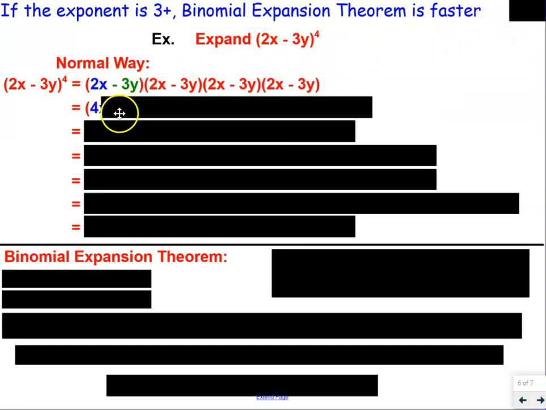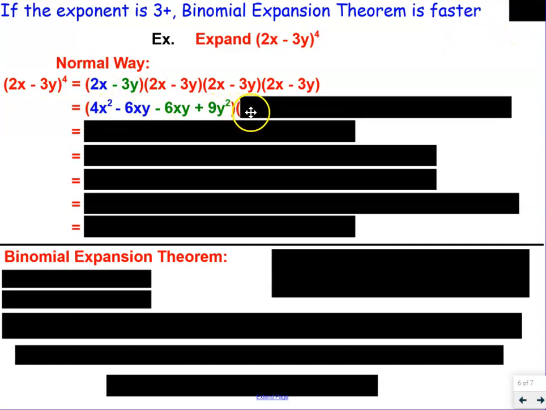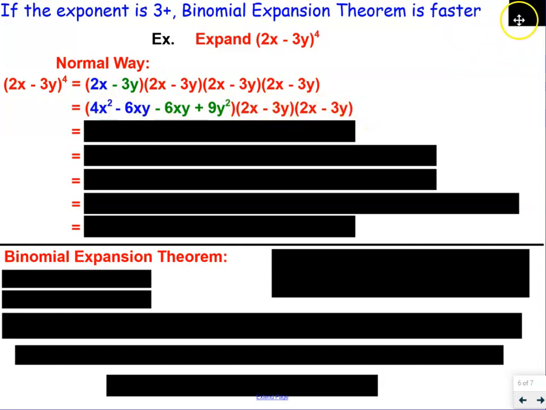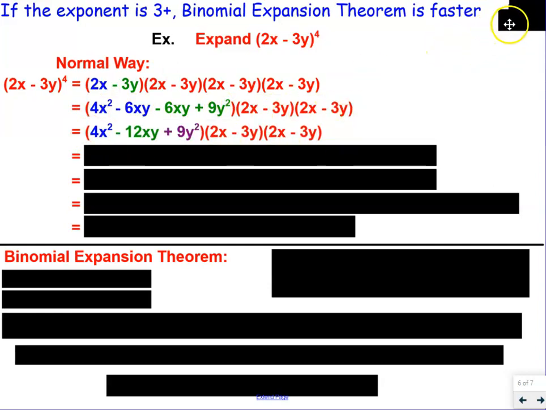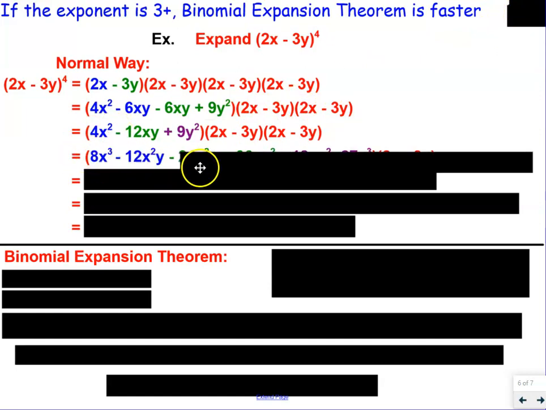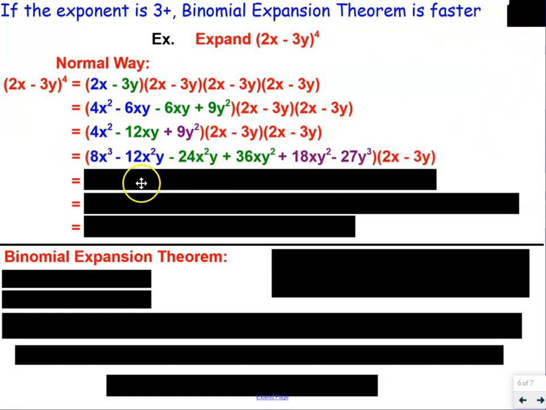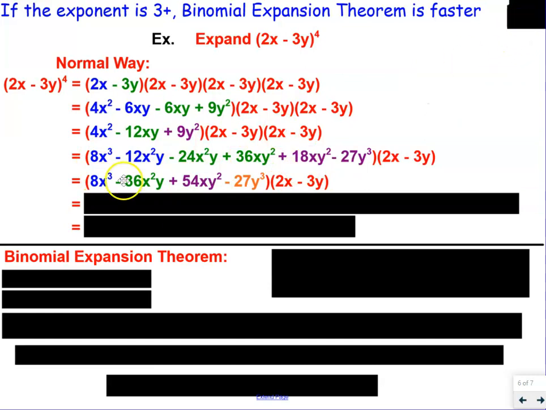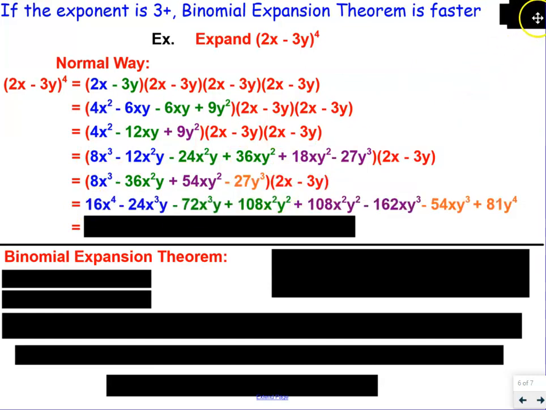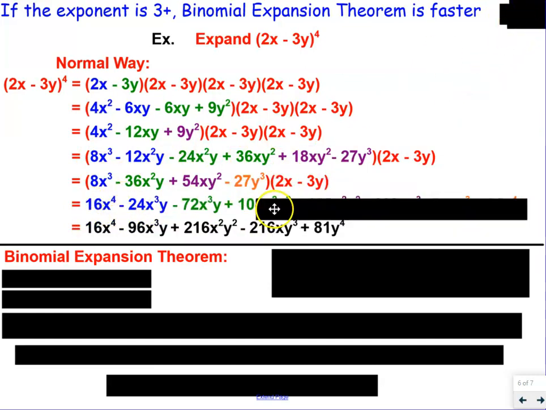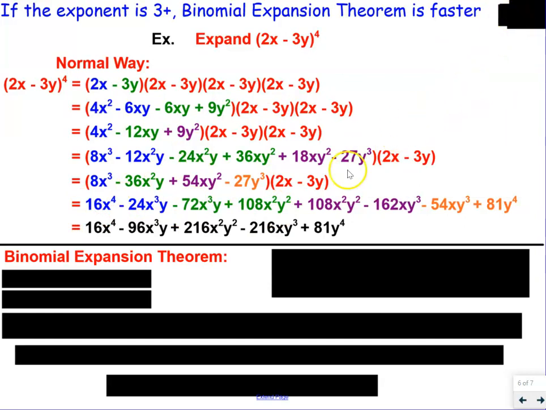I FOIL, double distribute the first 2 parentheses to get this. And I have the other 2 still waiting. Combine like terms. Then I'm going to triple distribute. Combine like terms. Then quadruple distribute. Combine like terms. It's a lot of work.